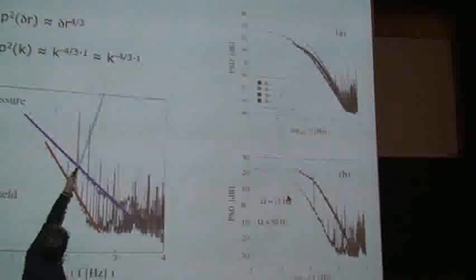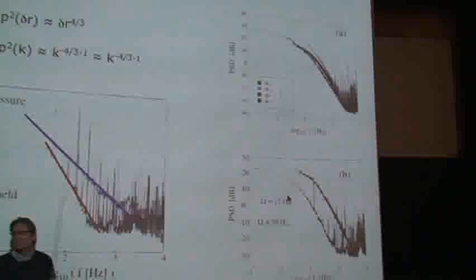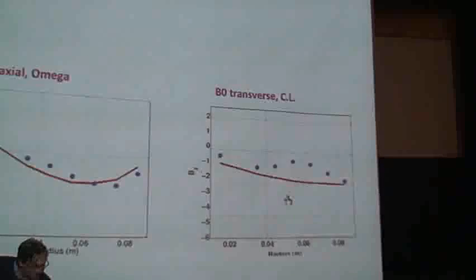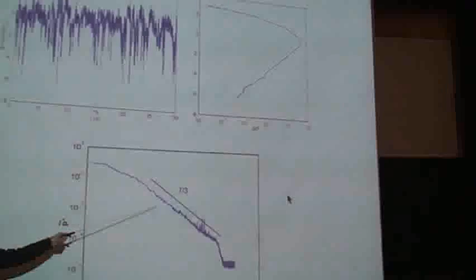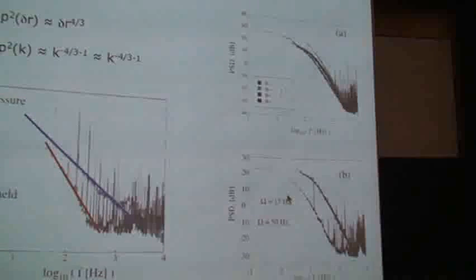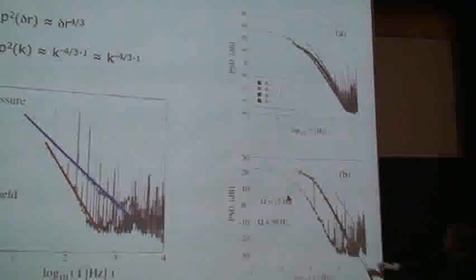I don't know why I needed to copy it. So minus 4/3 minus 1 just turns out to be minus 7/3. And the minus 7/3 is the one I was showing you on pressure. And if you do a simultaneous measurement of pressure and magnetic field, one goes like minus 7/3 and one goes like minus 11/3, where the red line here is conveniently placed above the data so that you could believe that this is a straight line.